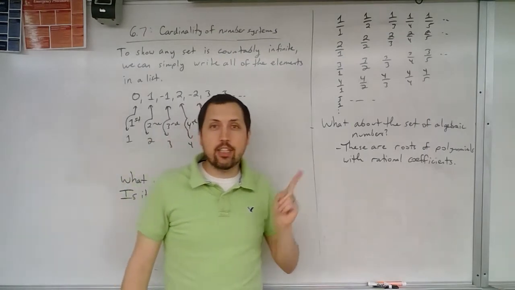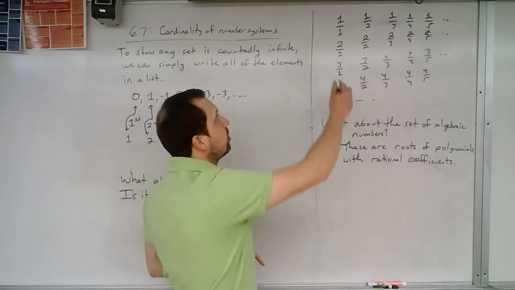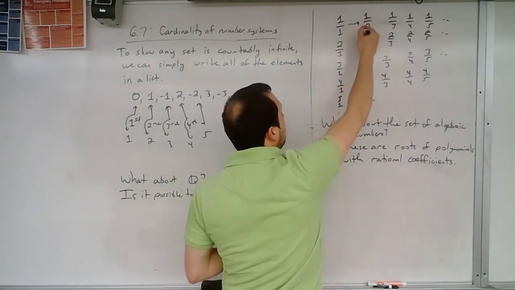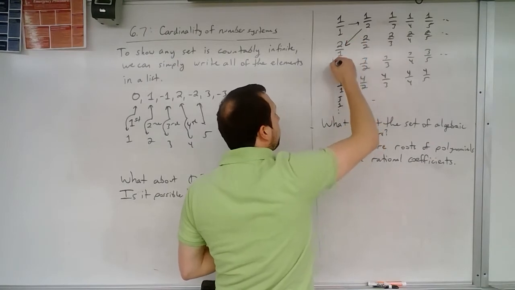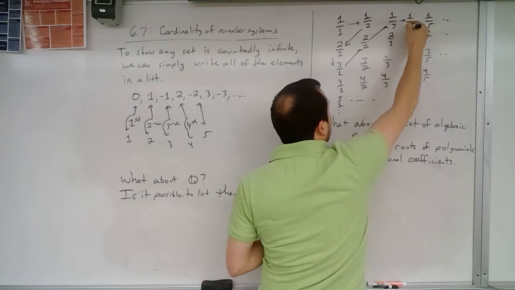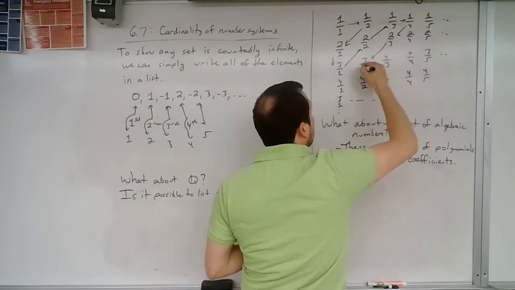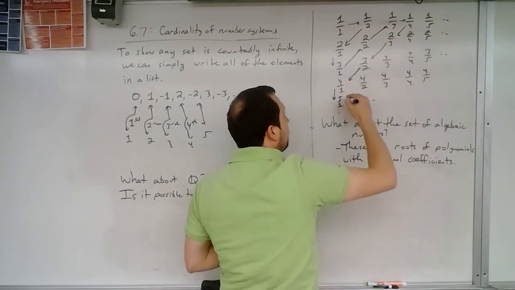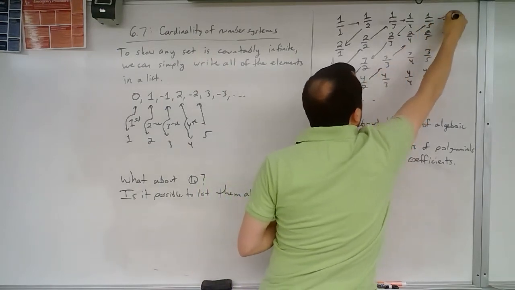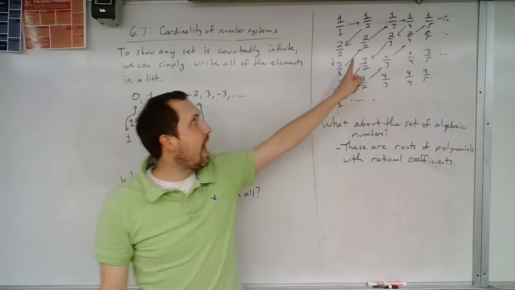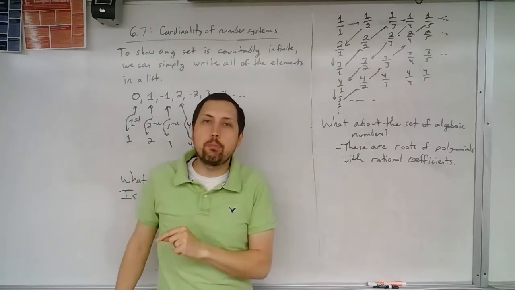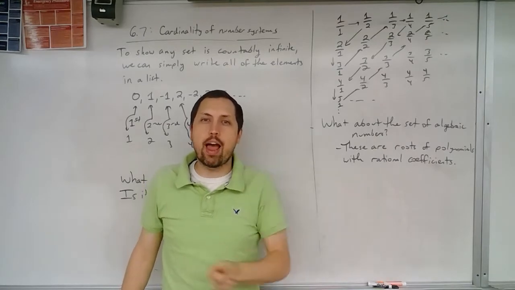So the strategy that they came up with is I'm going to start with this number, and then my next number is going to be 1/2. Then I'm going to go this way, and then I'm going to go down, and then diagonal, and then over, and then diagonal, and then down, and then diagonal, and I'm going to go over. And so notice with this pattern, this listing way, I'm going to be able to hit every single rational number.